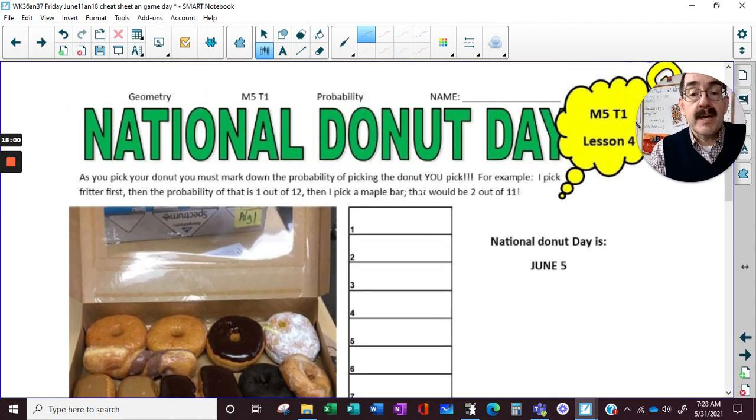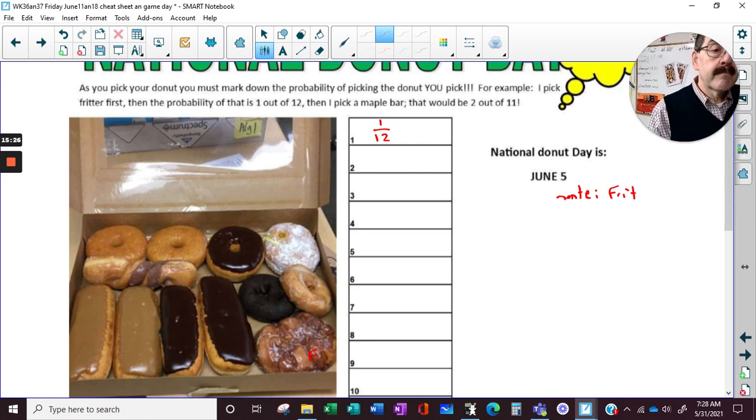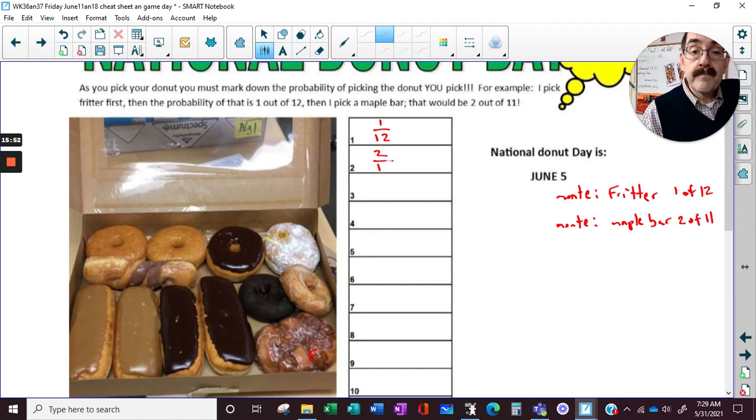National Donut Day. Pick a donut. Okay, now I'm going to keep it simple. I'm a fritter guy. Okay, so Monty is a fritter. Okay, so the odds on me getting a fritter on the first one is 1 out of 12. Then Monty is a maple bar guy. Okay, so there was one of these of the 12. Now maple bar, there's 2 of the 11.